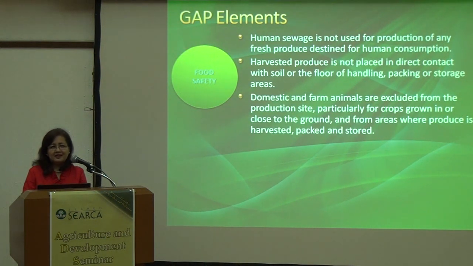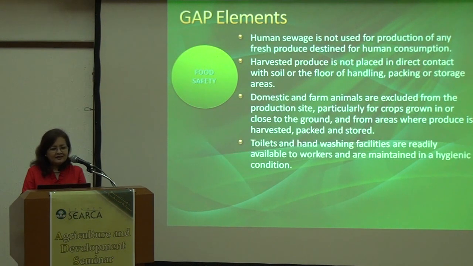Domestic and farm animals are excluded from the production site. This is very common, animals in the farm, licking or even urinating on some of our produce. It's a very common sight. And they should be excluded from the farm. Toilets and hand washing facilities are readily available to workers and are maintained in a hygienic condition. Well, normally, the entire farm is the entire toilet for farmers.